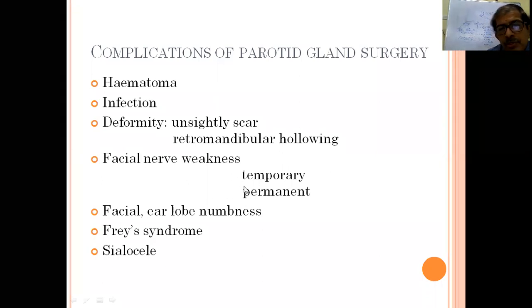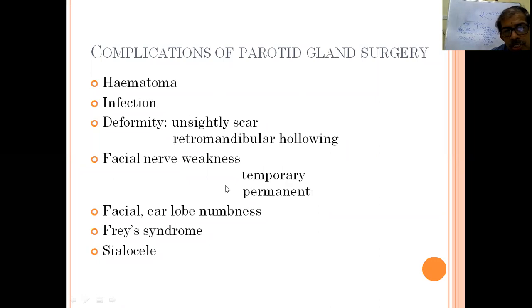Whereas permanent, of course, in malignancy, you will purposefully remove the nerve sometimes in radical parotidectomy. So that is a complication. For that, you need so many things, which in your final year we will discuss. Right now, it's not necessary for you. Of course, because the face and earlobe are nearby and they are supplied by the nerves which you are going to cut, there may be numbness also.